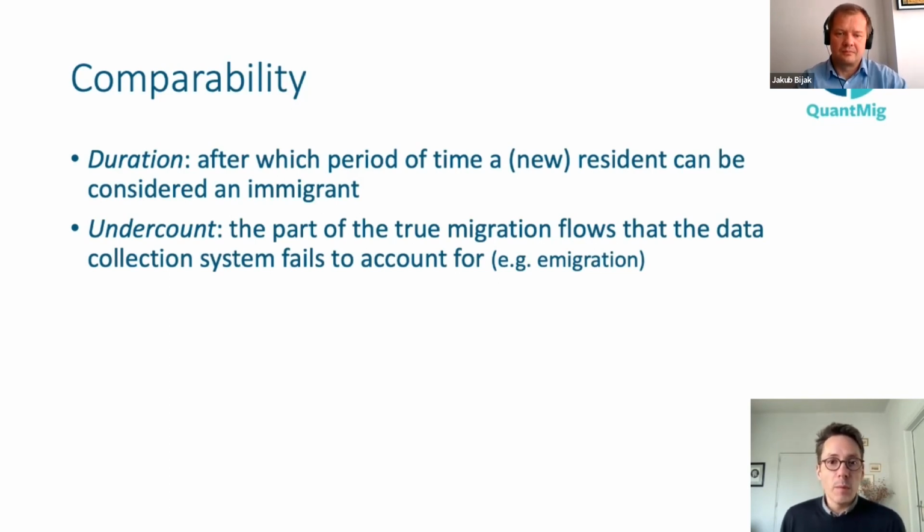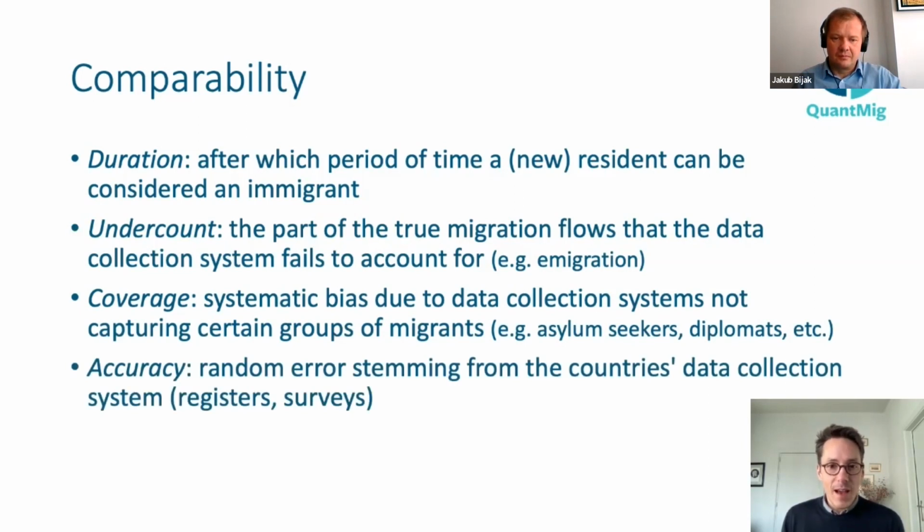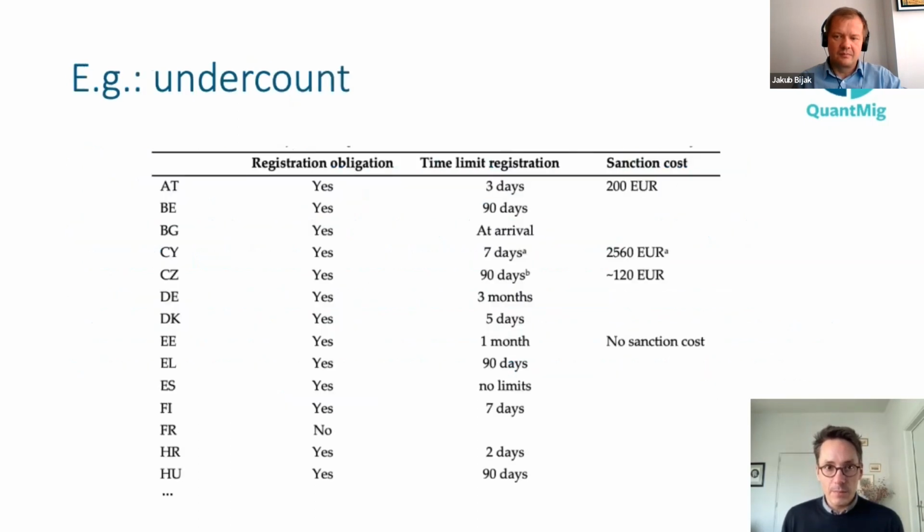The problem of undercount particularly concerns immigration, given that countries tend to have less strict reporting rules for people leaving the country. Coverage refers to the systematic bias resulting from data collection systems that by design do not capture certain groups of migrants, such as asylum seekers, diplomats, international students, etc. And finally, accuracy refers to the random errors stemming from the country's data collection system, with registers being generally considered more accurate than surveys.